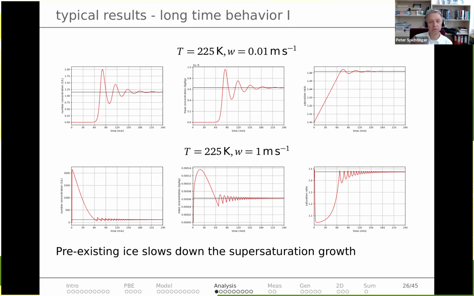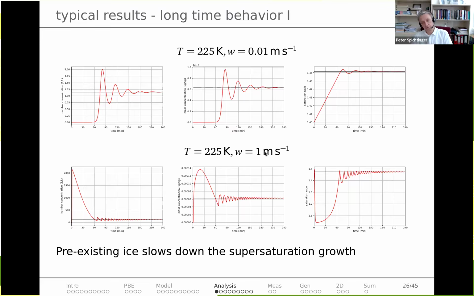So if you think about an updraft with just 1 centimeter per second at a certain temperature, which doesn't change, you see that you have a nucleation event, and then the ice crystals fall out, and another nucleation event, and so on and so forth. And you end up with something like an equilibrium point. Same for the mass concentration, same for the saturation ratio.